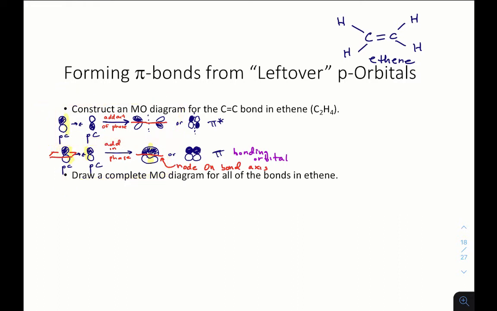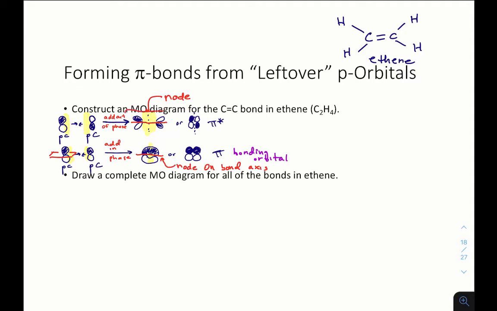When the 2 p orbitals come together out of phase, they cancel out. They destructively interfere between the 2 nuclei. And so this new node is formed where the 2 wave functions have canceled each other out. Pi star can be represented in either of these formats.